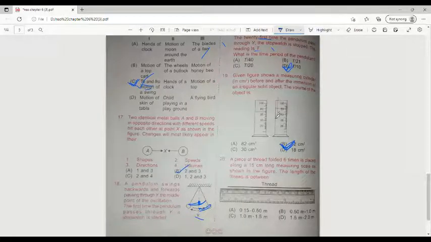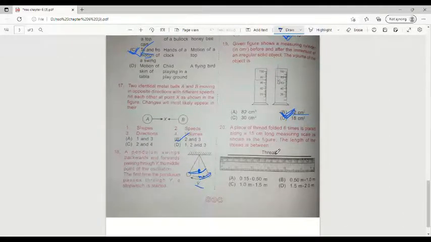This is because before immersion, the volume of the liquid was 70 centimeter cube, but after immersion, it became 82 centimeter cube. So they have asked the volume of the object. The volume of the object would be 82 minus 70, which is 12. So the correct answer for your question number 19 is option number B, which is 12 centimeter cube.